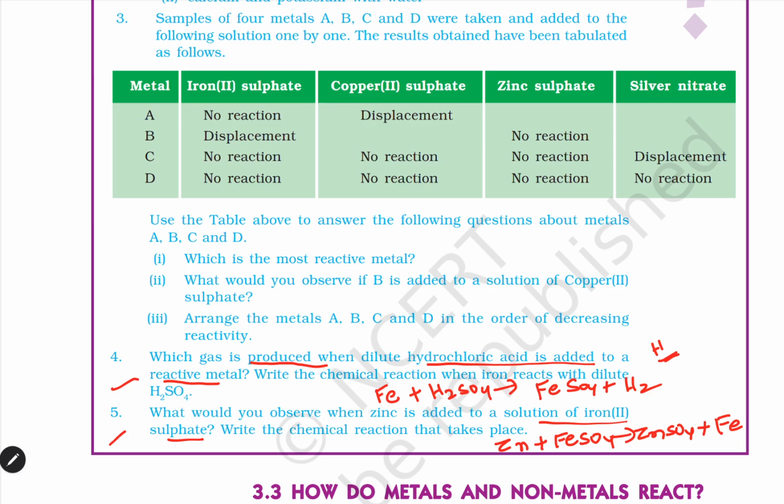So in the third question also, you have to identify if displacement is happening, that metal is more reactive. Depending upon the displacement that is happening, you have to take your decision. So if there is no reaction at all, the least reactive will be D. Then one displacement with C, like that you have to take a decision from the table.